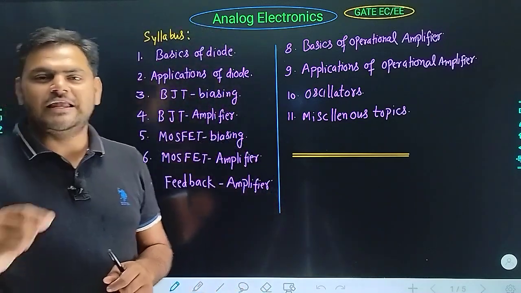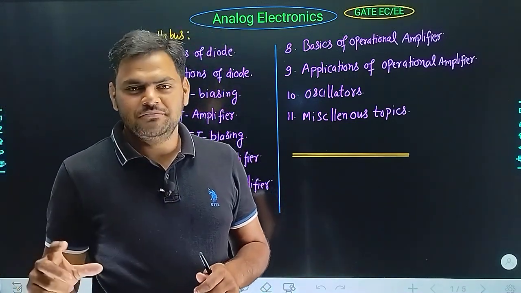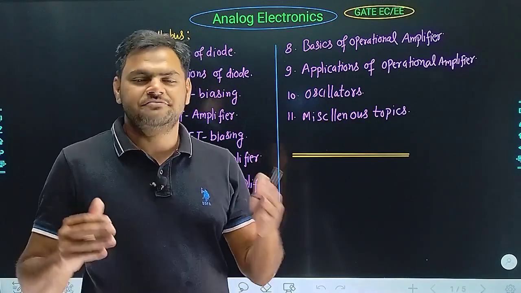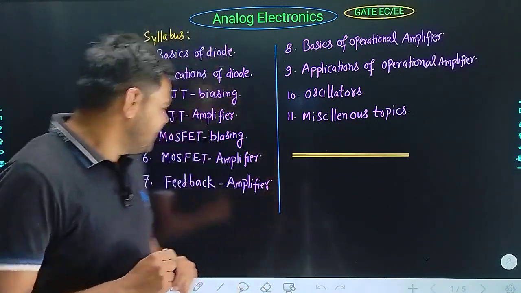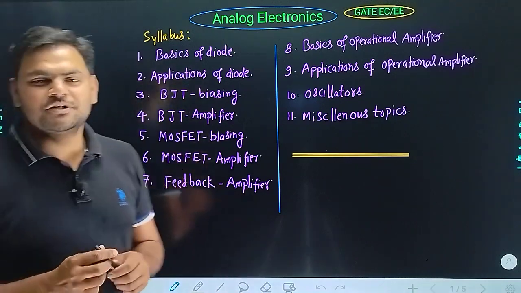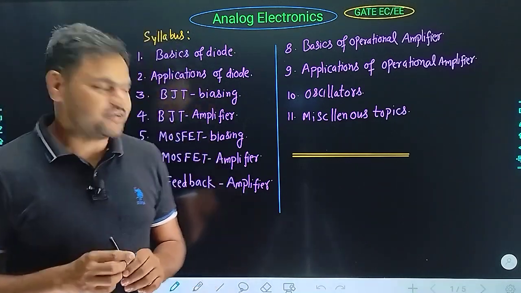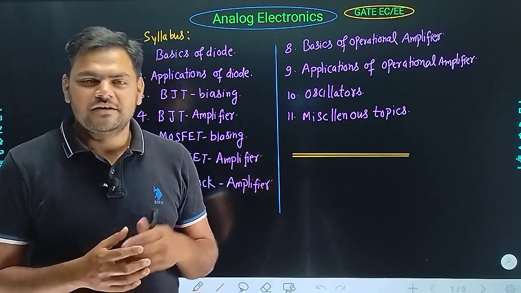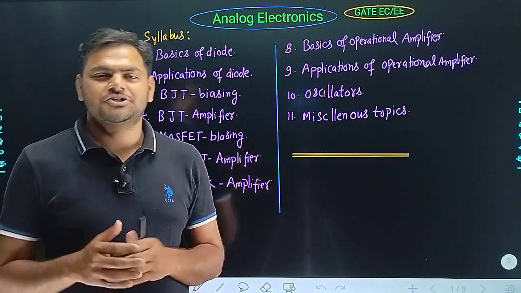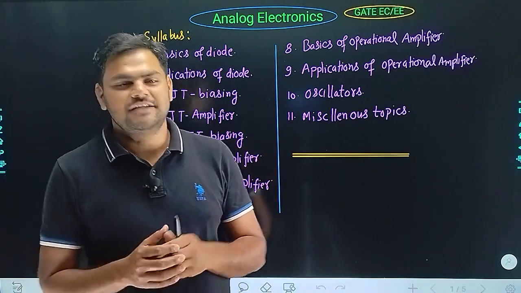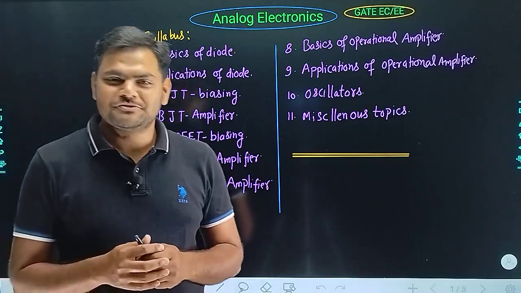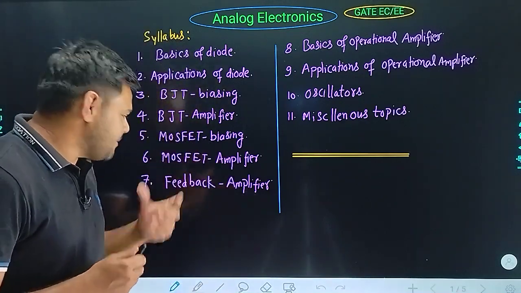Before starting any topic, I'll mention the branch name so that you will be able to identify whether this topic is valid for your branch or not. After that, we will talk about the metal oxide semiconductor field effect transistor, its structure, its current voltage relation and basic principle. Then we will begin with MOSFET biasing. After that we will talk about the MOSFET amplifier and feedback amplifier.